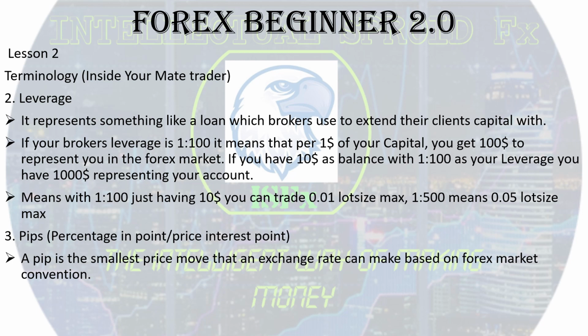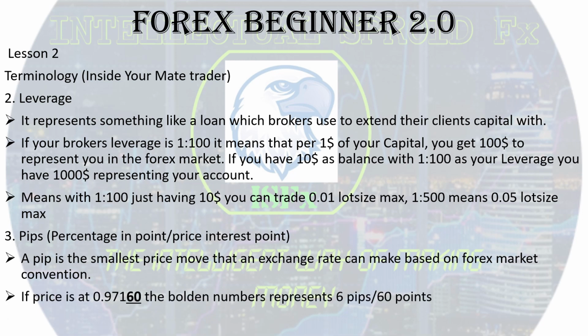You see, in the forex market we don't call the price by dollars or by any currency. We use pips, your percentage in point, to define that price in the forex market. So here, if the price is at 0.97160, the bolded numbers represent 6 pips or 60 points.